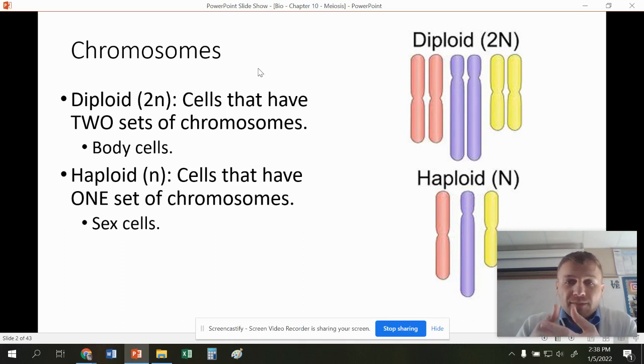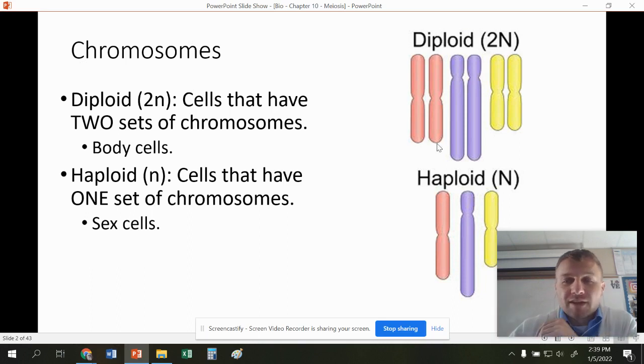Two different types of cells in your body are going to be diploid and haploid cells. We signify diploid cells as having 2N. This is when cells have both sets of chromosomes, and these are like your body cells. Haploid cells are represented by the term N, and they are when cells only have one set of the chromosomes. You can see here, diploid cells have two sets of chromosomes, while the haploid cells only have one chromosome per set.